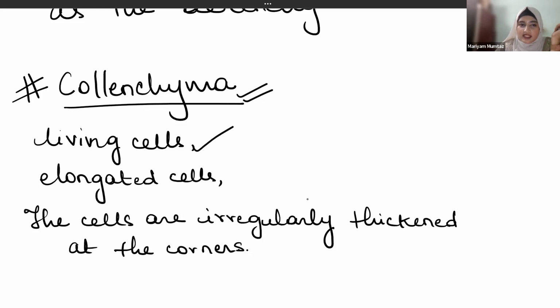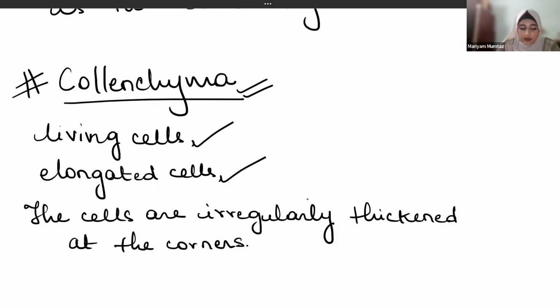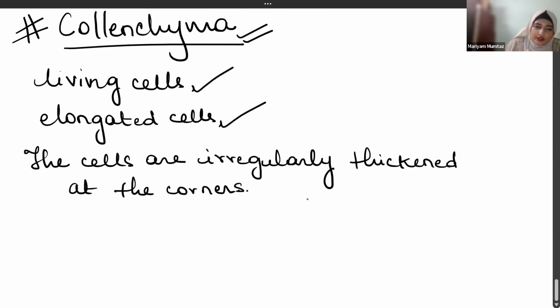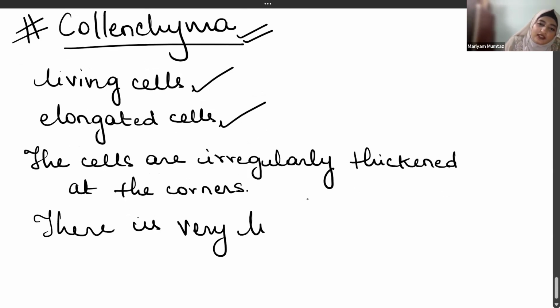So the first is living cells, and then they have elongated cells. The cells present in collenchyma are elongated, meaning long cells, and these cells are irregularly thickened at the corners. They have thickenings present at the corner of the cells. And you can also say there is very little intercellular space.